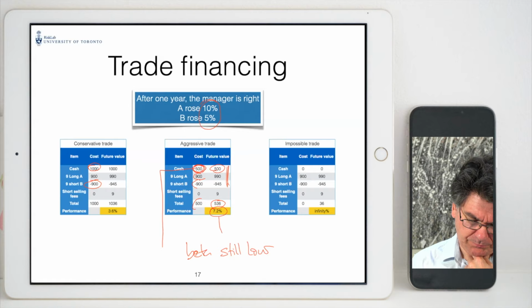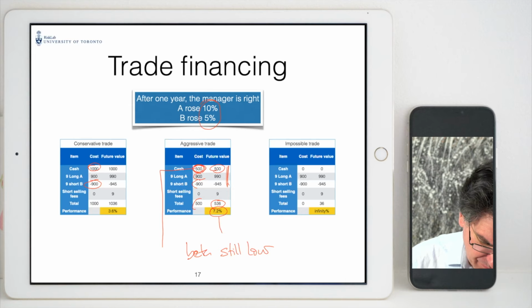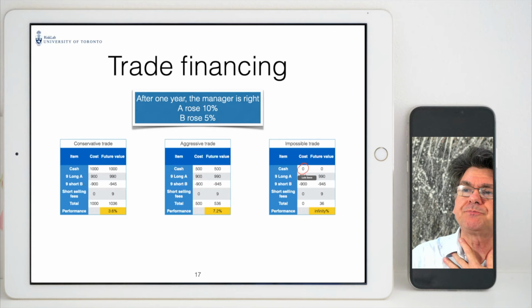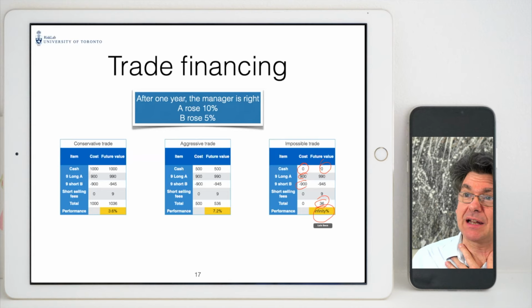And now the next case, a bit of the extreme case. If this is the game we're playing, why don't I play this game with no money? Can I do this trade with no money? I short my B, $900, and then I buy my A's. I will make $36 profit, but since I invested no capital, my return is infinity. Can I do this? You cannot do this.